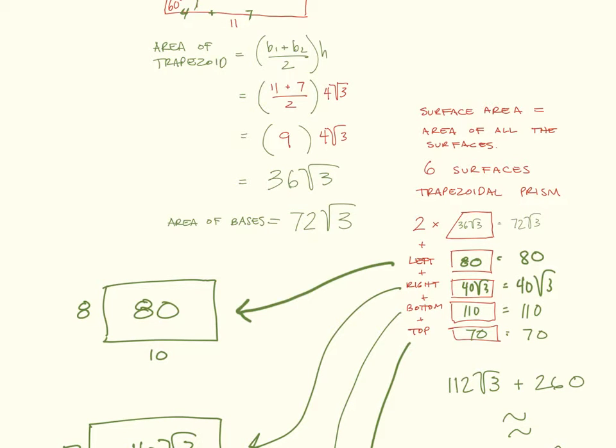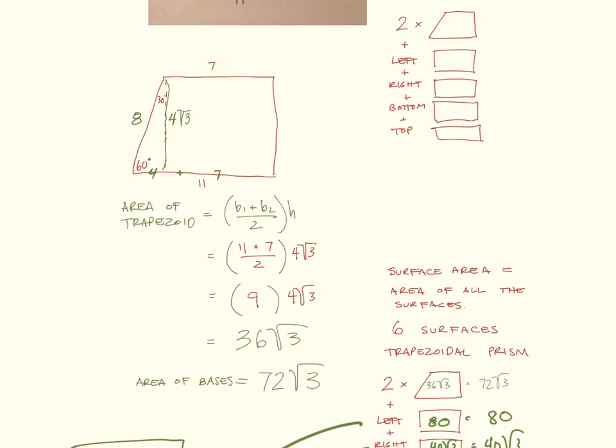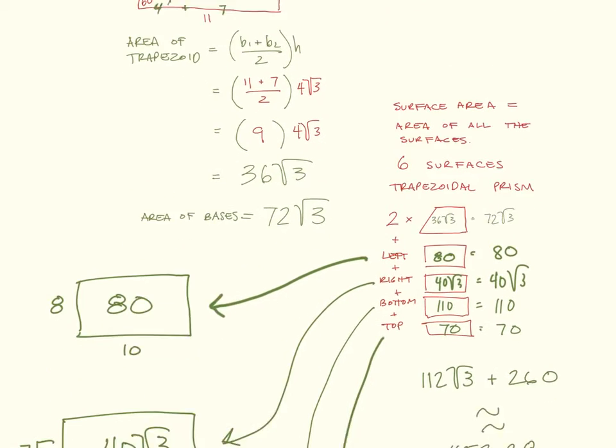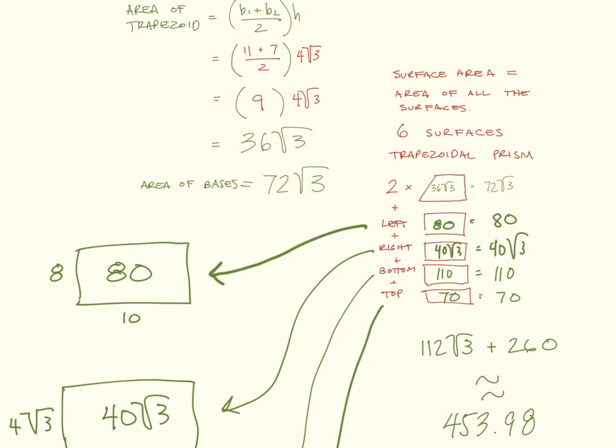The area of the right side, very similarly, is 10 times this, which from here is 4 root 3. So the area of the right side is 40 root 3. 10 times 4 root 3 equals 40 root 3.